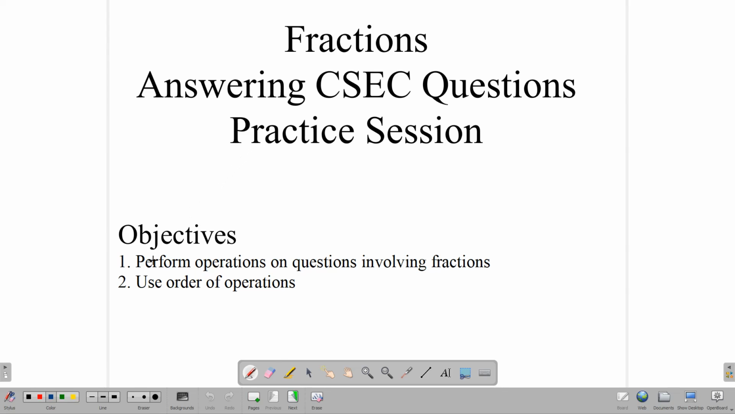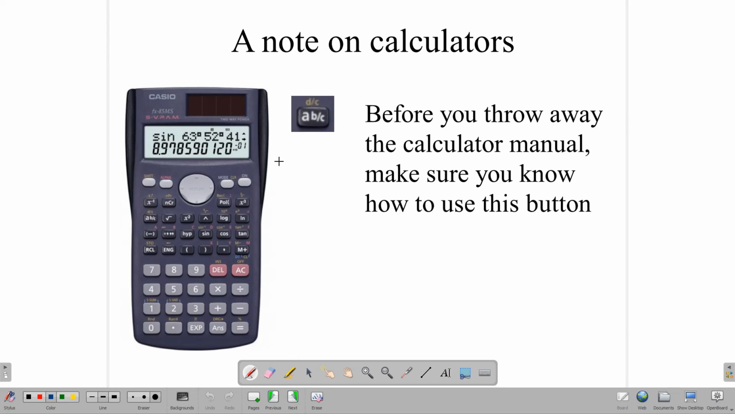So the first thing we want to look at is how to perform operations on questions involving fractions. And secondly, we want to use order of operations correctly. Before we get into the fractions, let's talk about our calculators. Your calculator is a very, very important tool that you take to your exam.